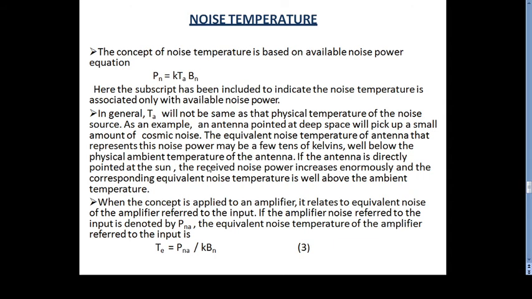So if the antenna is directly pointed at the sun, the received noise power increases enormously and the corresponding equivalent noise temperature is well above ambient temperature. When the concept is applied to an amplifier, it relates to the equivalent noise of the amplifier referred to the input. If the amplifier noise is denoted by the amplifier noise power, then the noise temperature T equals the available noise power at the amplifier divided by Boltzmann's constant into the bandwidth of the noise in hertz.